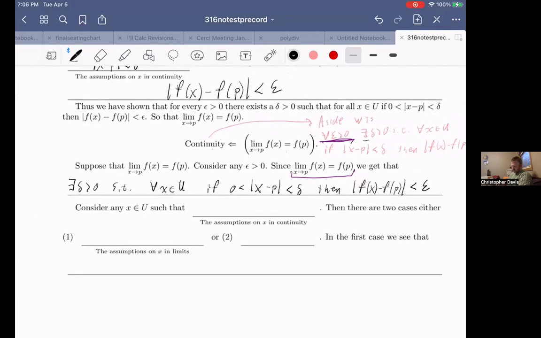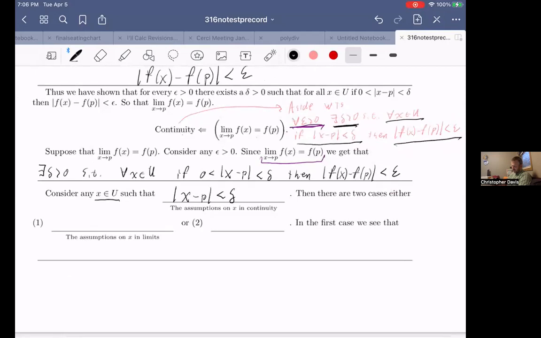All right, so now I've come up with my choice of delta. I now consider any x in U, and I get to make an assumption. I get to assume that the absolute value of x minus p is less than delta. I need to show this. And well, if I knew this, then I would get that automatically, right? That's how if-then statements work. If you know the hypothesis, then you know the conclusion. But I don't, right? I don't know that 0 is less than the absolute value of x minus p.